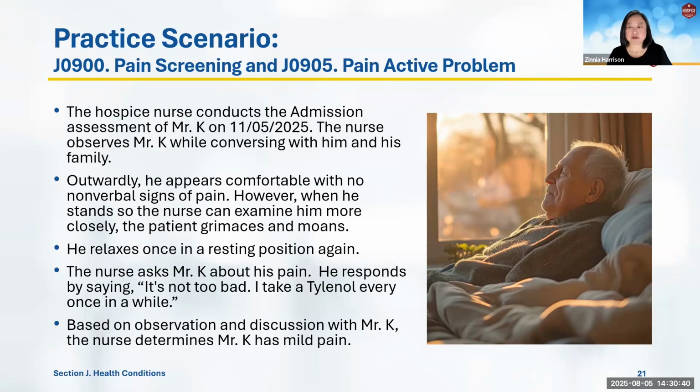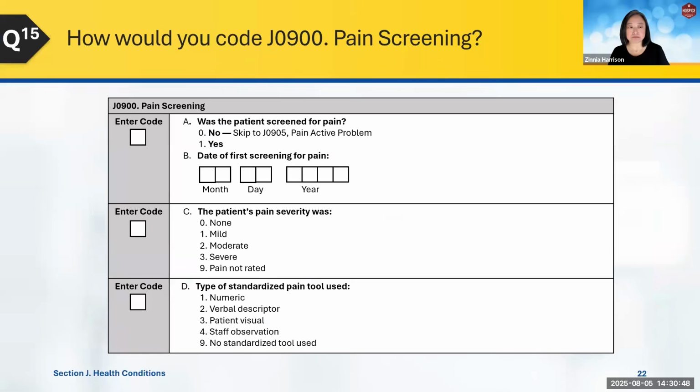But we'll use this part of the scenario to code pain screening and pain active problem for the next couple of questions. Let's go to the next slide and launch the poll. So how would you code pain screening? Was the patient screened for pain? If so, you'd enter the date and then enter the pain severity. For the polling that you're seeing on your screen, you may need to scroll down a little bit so that you can see number 4, the fourth part.